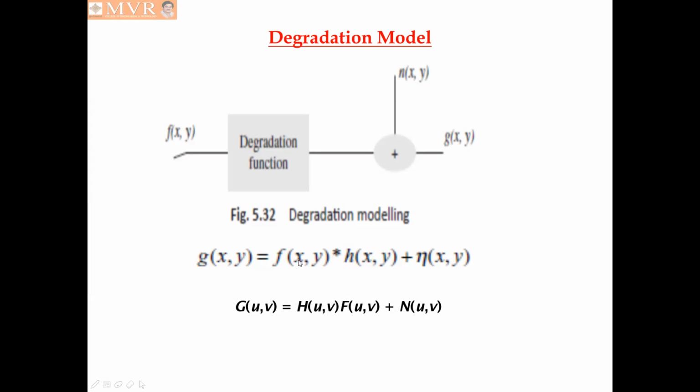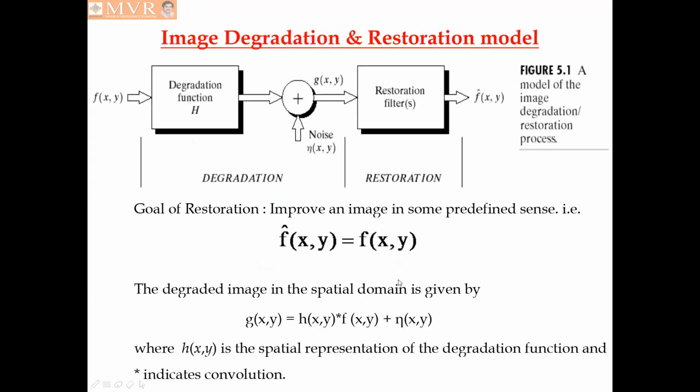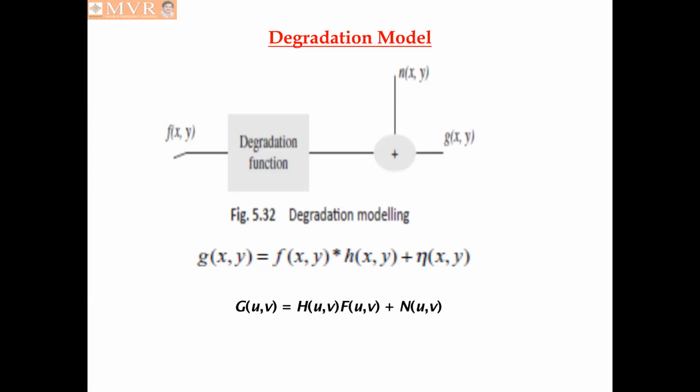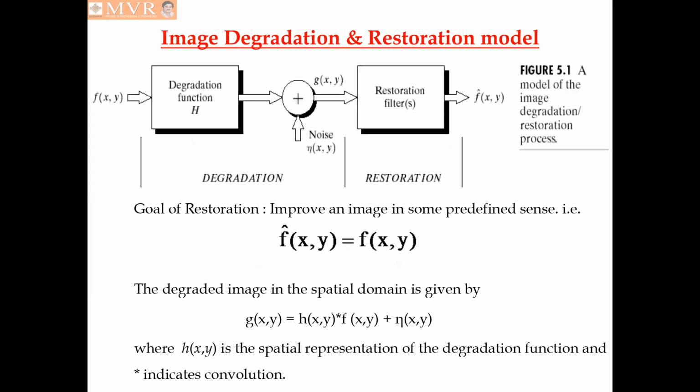So this is the first equation. It is the degraded image g of x comma y, and its Fourier transform is G of u comma v, which is equal to H of u comma v times F of u comma v plus N of u comma v. Now here is the degradation and restoration model. In the previous block diagram, this is the degradation model, and it provides you a degraded image g of x comma y. Now this degraded image can be applied to the restoration filter, that is, the reconstruction filter, in order to restore the original image. So here is a block diagram of the image degradation and restoration model.